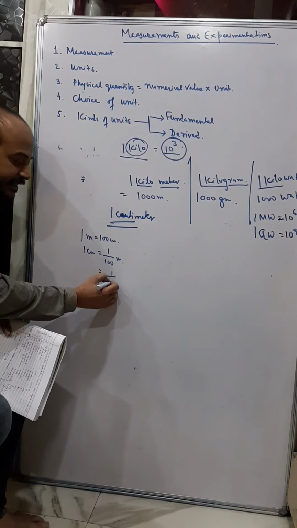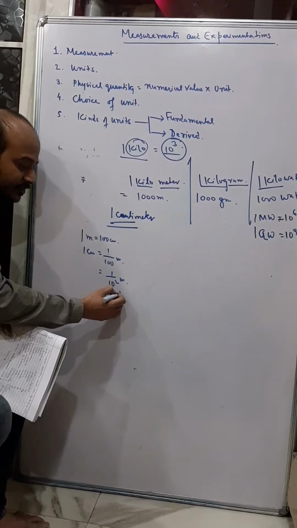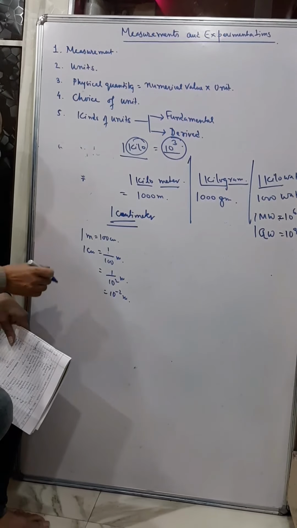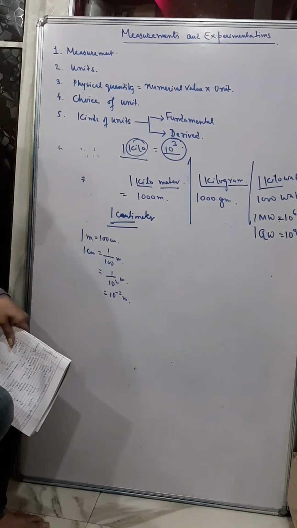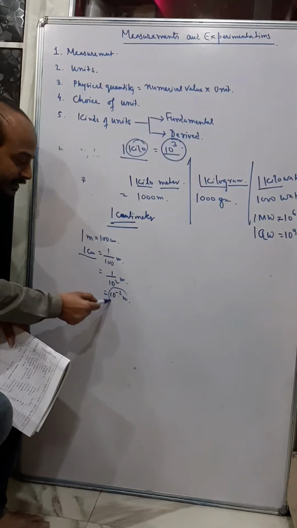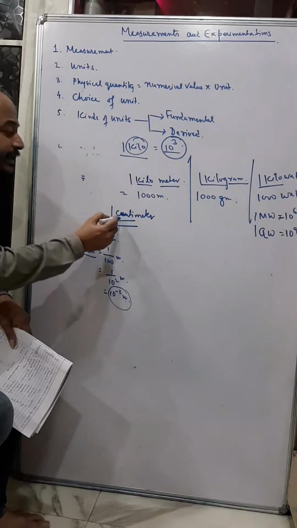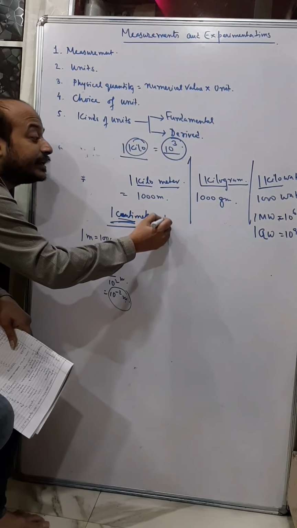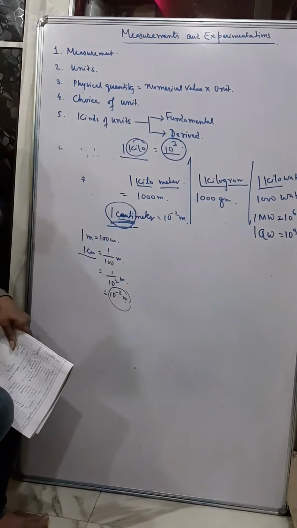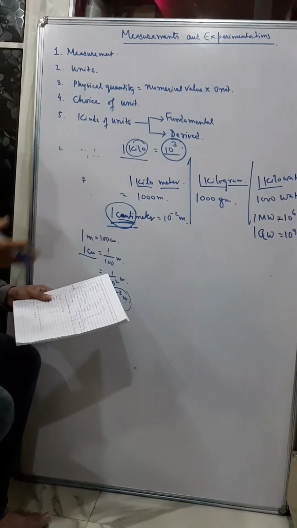That means 1 by 10 square, and 10 comes here, so we say it is 10 to the power minus 2 meter. So when I have to convert centimeter to meter, I say that 1 centimeter means 10 to the power minus 2 meter. Centi means, if you see in the table, 10 to the power minus 2.